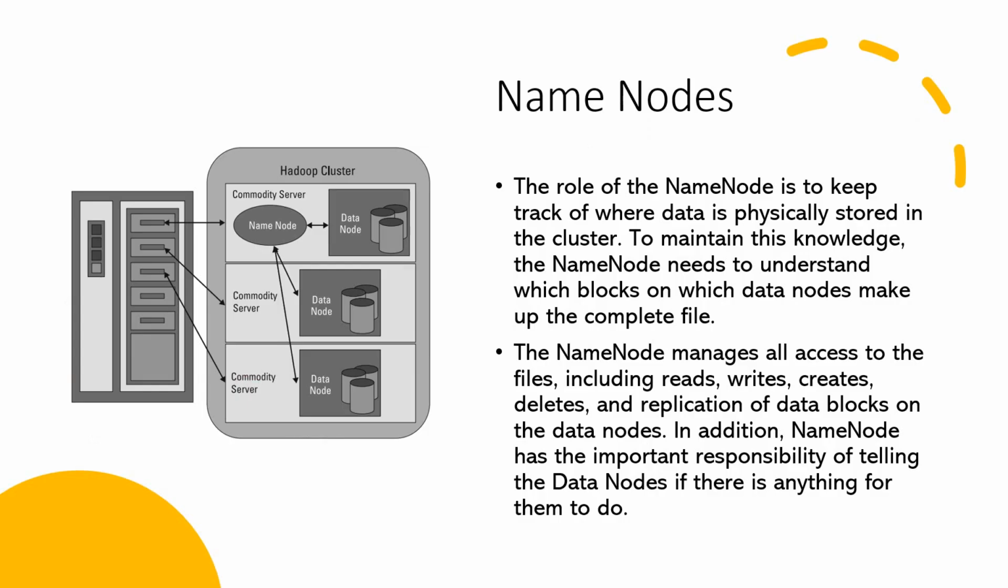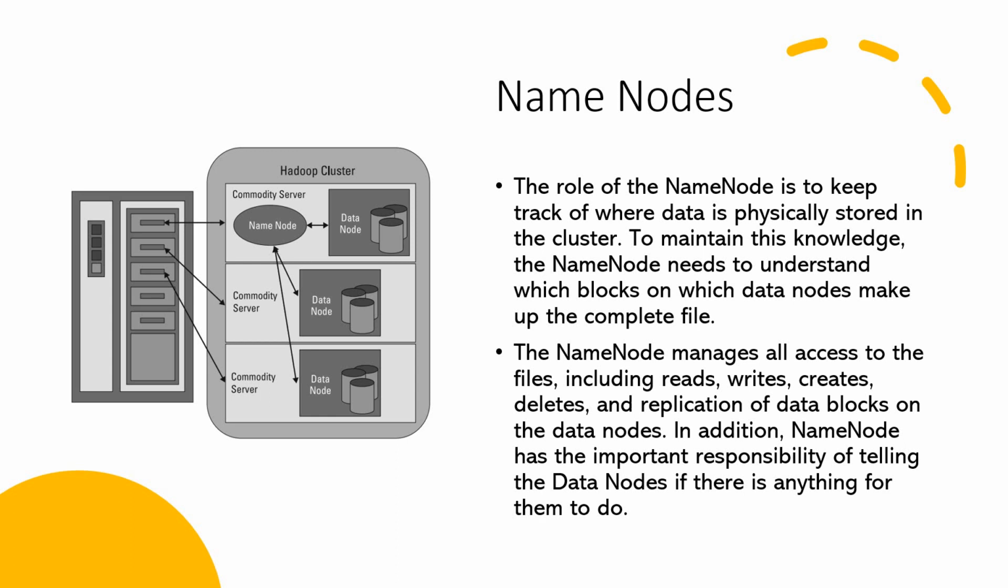Now, the name node is the next thing that you need to understand. In the picture, you can see that there is a name node and there is a data node. We need to understand what all this is. First, let's start with the name node. The name node helps you keep track of where data is physically stored in the cluster. That's it. It helps you track where the data is physically stored in the cluster.